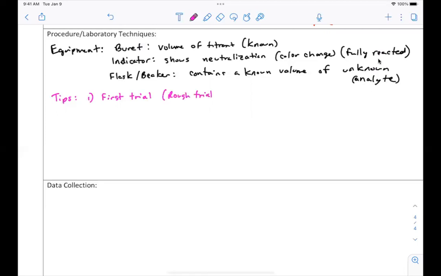is called a rough trial. The first trial is always the least accurate because you don't know when to slow down the first time, because you have an unknown. So generally, you omit the trial from calculations. I've seen them have a data table that says rough trial, first, second, and third titration.